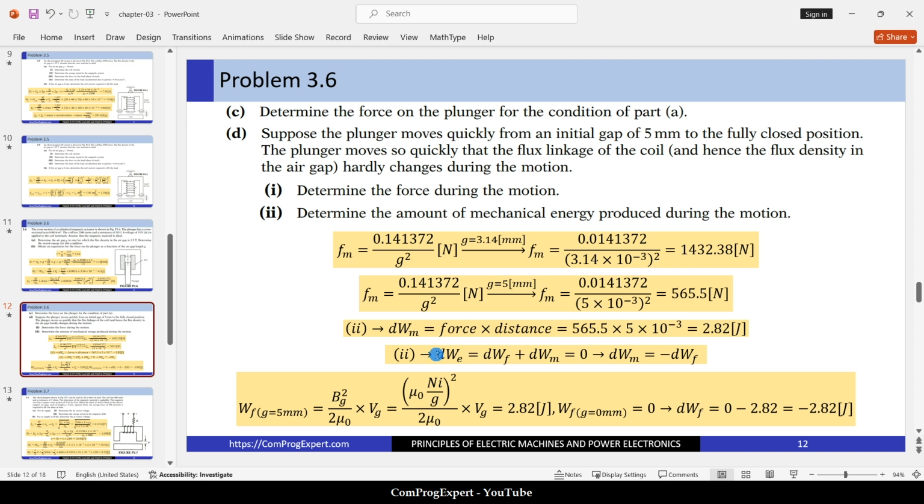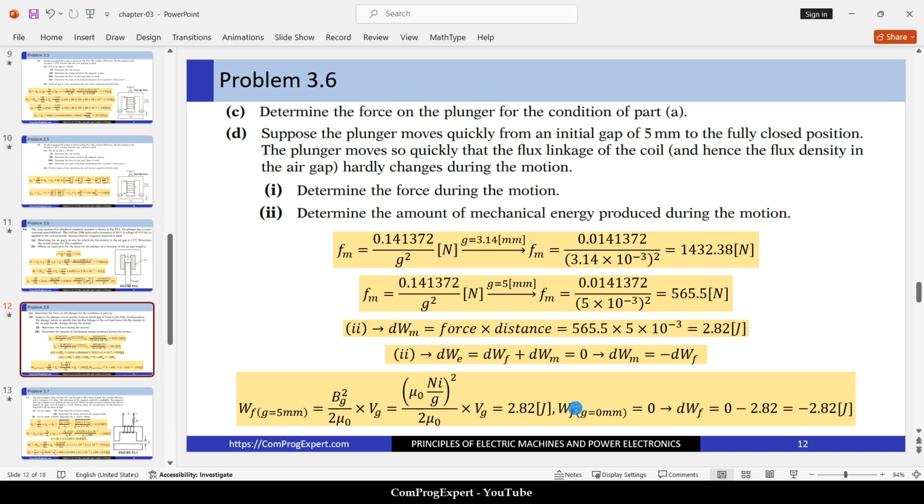If we use this equation, dWe equal to dWf plus dWm, because the movement is fast, we don't have a change in the value of the flux linkage. dWe is 0. You know that we discussed it in the first video of this chapter. dWm is equal to negative of dWf, the change in the field energy. How much is the field energy when the air gap is 5? Is this one, B gap to the power 2 divided by 2 times mu 0 times the volume of the air gap. If you replace the numbers, the value of the energy will be equal to 2.82.